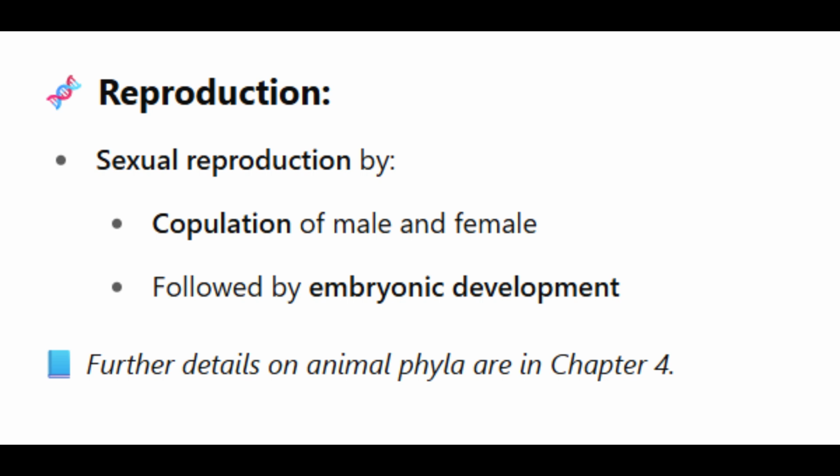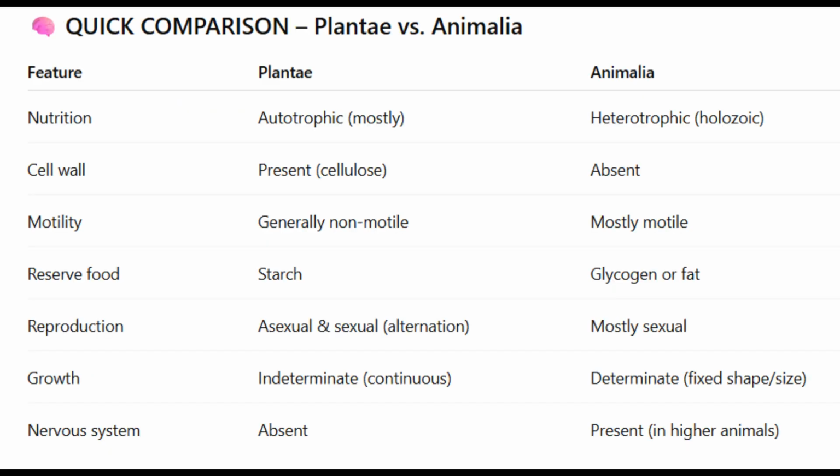Quick comparison, Plantae versus Animalia. Nutrition: autotrophic, mostly, versus heterotrophic, holozoic. Cell wall: present, cellulose, versus absent. Motility: generally non-motile versus mostly motile. Reserve food: starch versus glycogen or fat. Reproduction: asexual and sexual, with alternation, versus mostly sexual. Growth: indeterminate, continuous, versus determinate, fixed shape and size. Nervous system: absent versus present in higher animals.